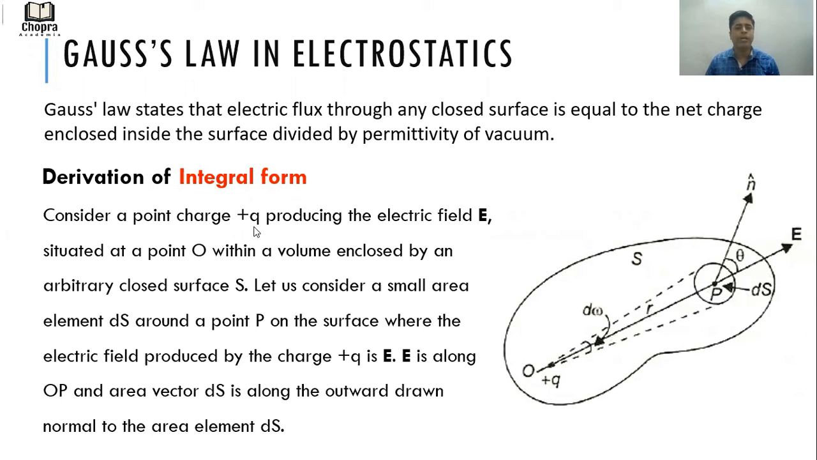So we are deriving the integral form now. Let's consider a point charge plus q producing the electric field E. So this is the point charge situated at a point O within a volume enclosed by an arbitrary closed surface S. Let us consider a small area element ds around a point P on the surface where the electric field produced by the charge plus q is E. E is along the OP direction, here it is, and the area vector ds is along the outward drawn normal to the area element ds.